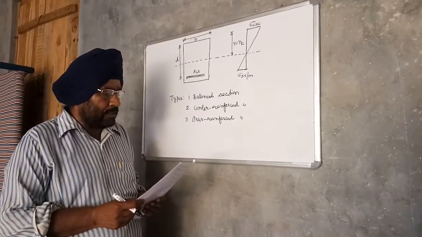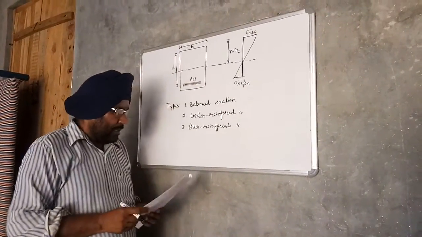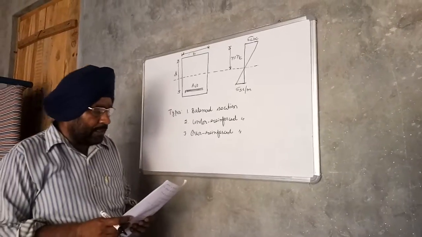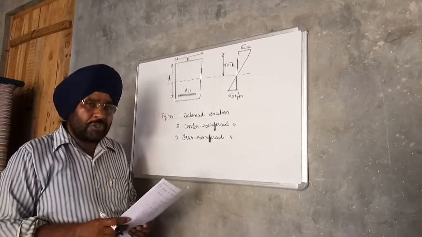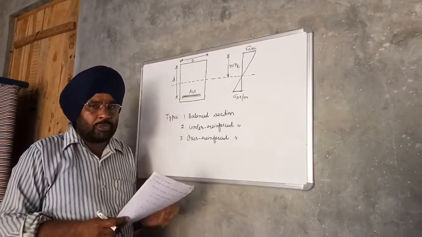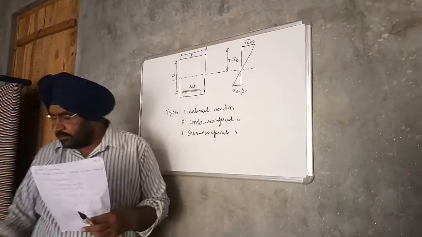The neutral axis of the balanced section is known as critical neutral axis. And the area of the steel provided for a balanced section is termed as economical area of the steel. So all the reinforced concrete sections are preferably designed as balanced section.